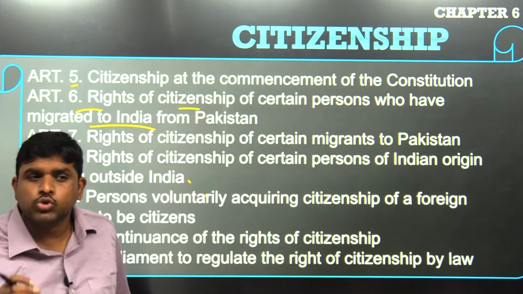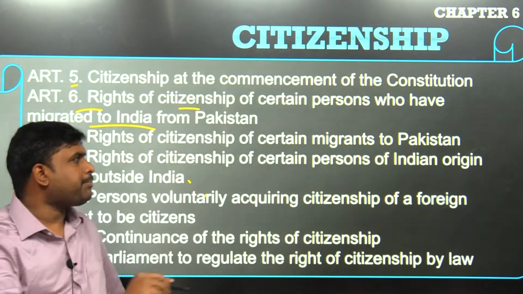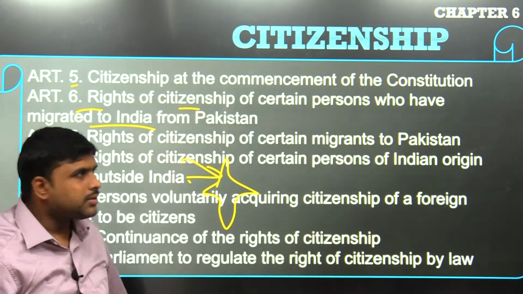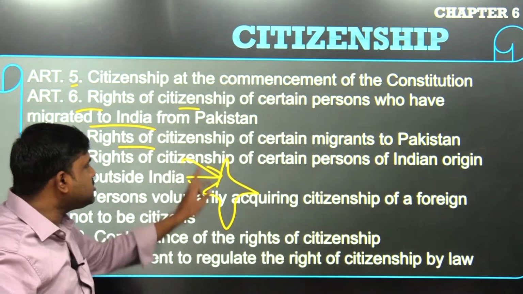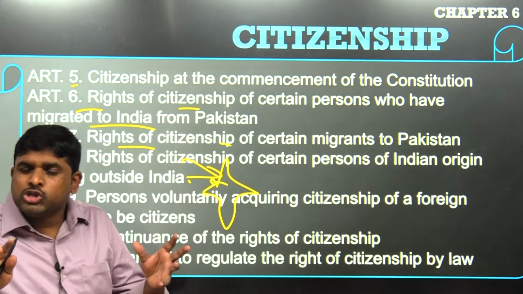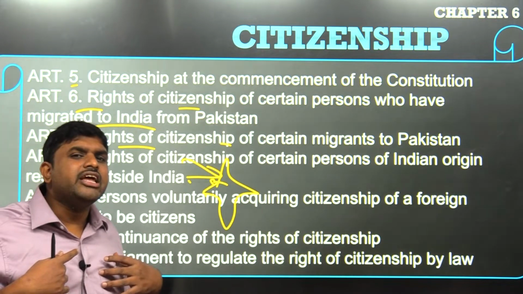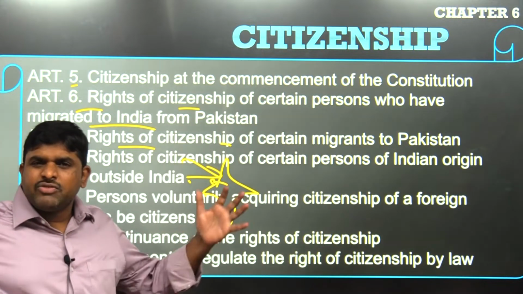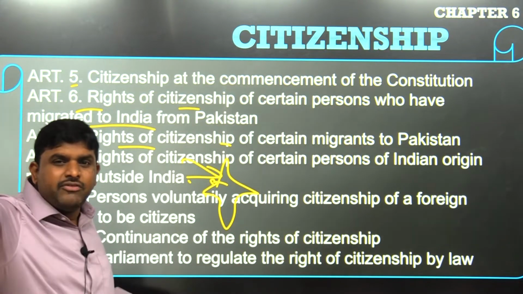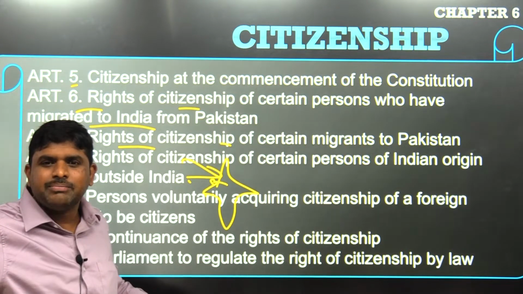What are the rights of the citizens present in India who migrated from Pakistan? Remember it like this map. Who migrated from Pakistan is the 6th. Then the 7th: rights of citizens of certain migrants to Pakistan. Chaos was there and people got confused. For example, I am living in Indian Punjab. Punjab was a very big state, a combination of Indian Punjab and Pakistan Punjab. In between we drew a line. That side is Pakistan Punjab, this side is Indian Punjab.